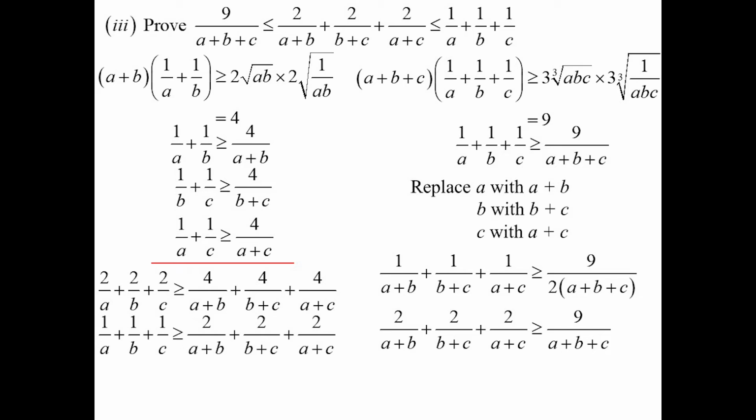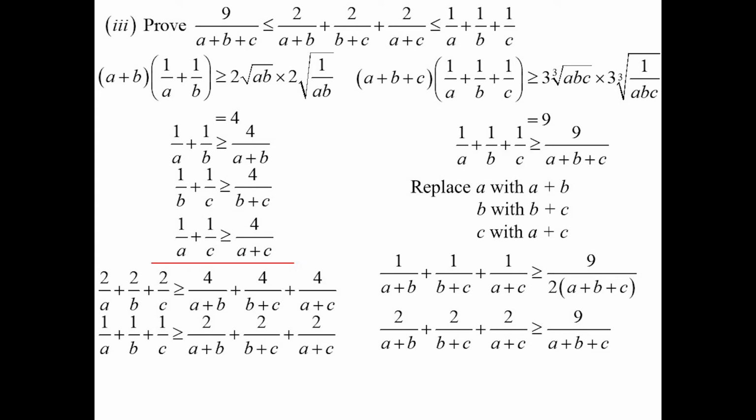Look at it closely. I've replaced a with a plus b. So the first fraction becomes 1 on a plus b. The second fraction becomes 1 on b plus c and so on. So on the right hand side, a plus b plus c would become a plus b plus c plus a plus c. So we have two lots of a plus b plus c.